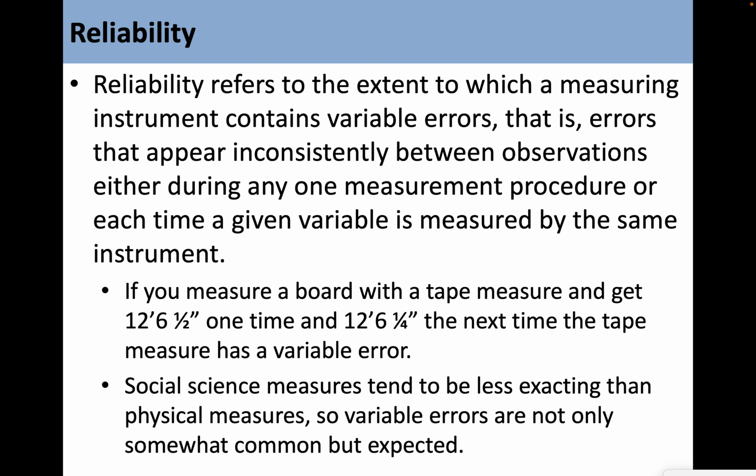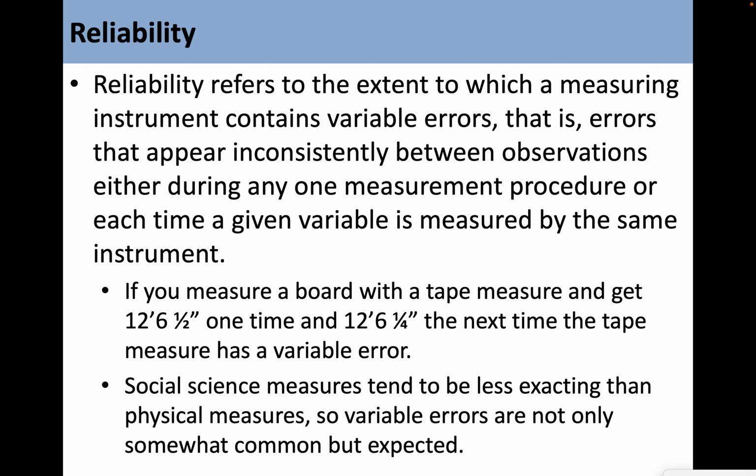Reliability refers to the extent to which a measuring instrument contains variable errors, that is, errors that appear inconsistently between observations, either during any one measurement procedure or each time a given variable is measured by the same instrument. If you measure a board with a tape measure and get 12 feet 6.5 inches one time and 12 feet 6 1/4 inches the next time, the tape measure has a variable error.